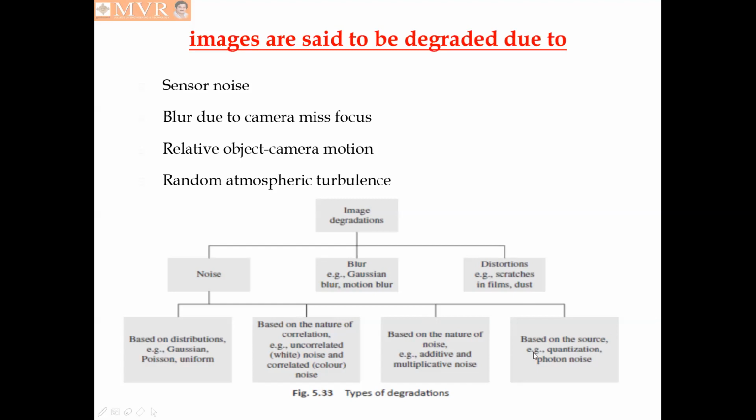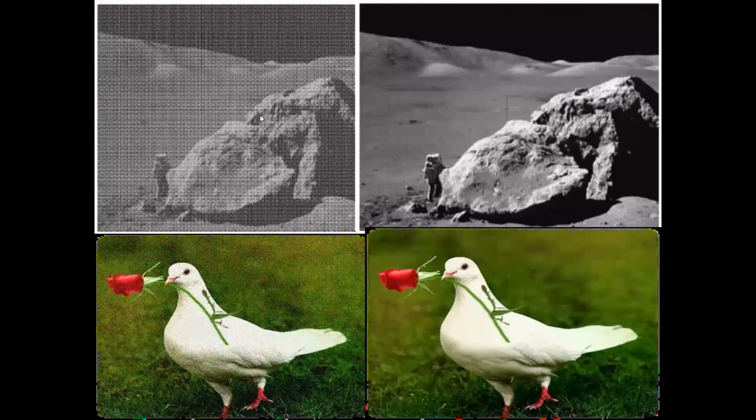At the same time, based on the sources, we may have a quantization process. Because of the quantization, the image may get degraded, and due to photon noise, the image may get degraded. All these are the different types of degradations. Due to all these parameters, the images get degraded, and we need to restore the original image from the degraded images. So we will try to understand what a degraded image is.